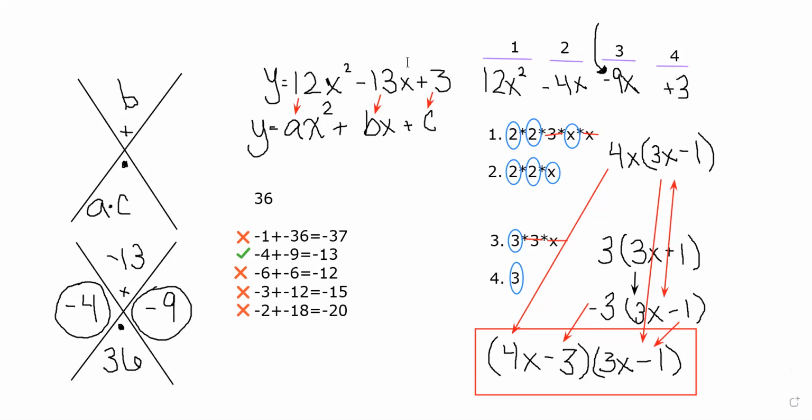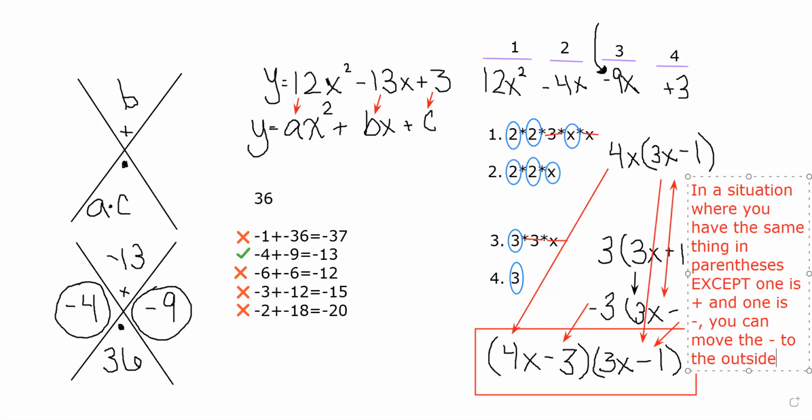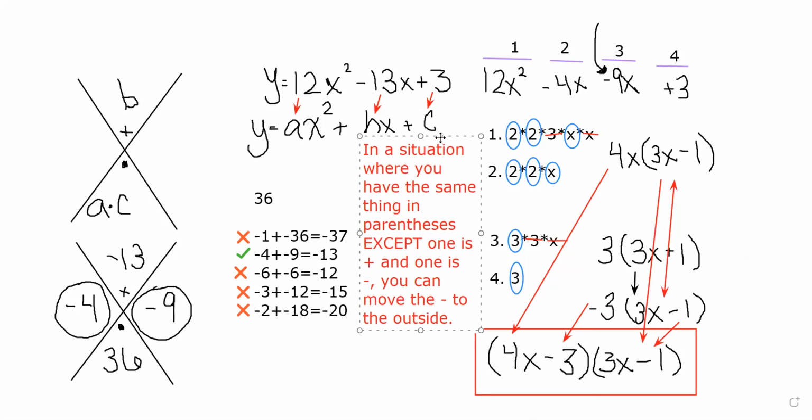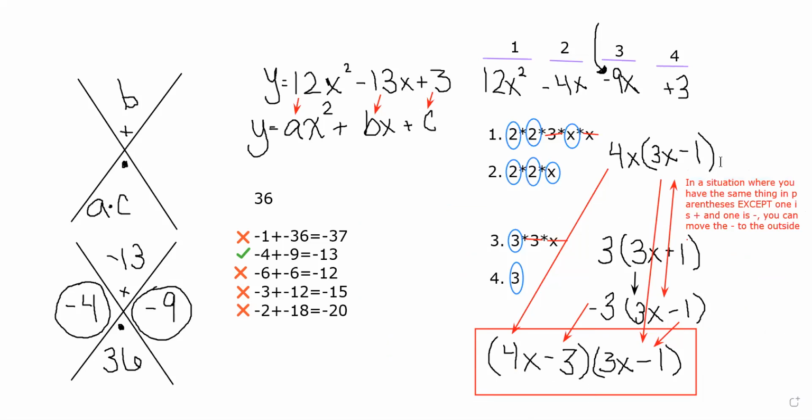So again, my note there at the end was, in a situation where you have the same thing in parentheses, except one is plus and one is minus, you can move the minus to the outside. So then you have the minus included over here instead of messing up this stuff matching.